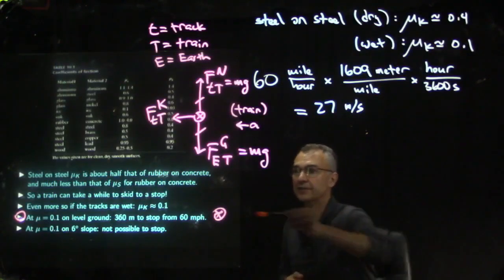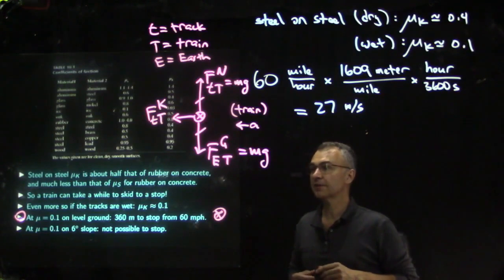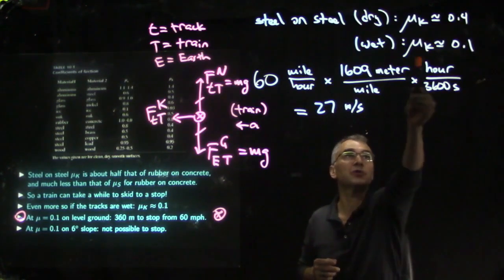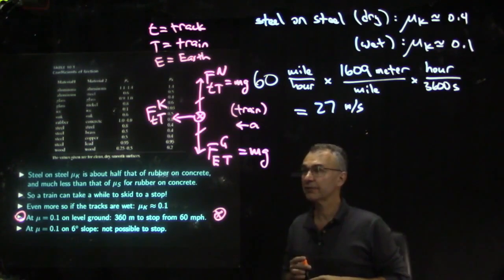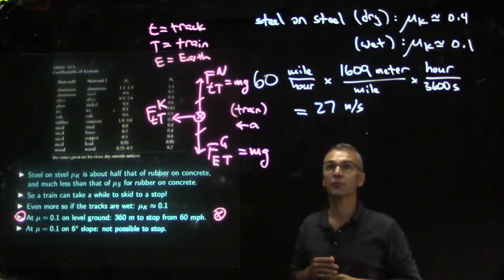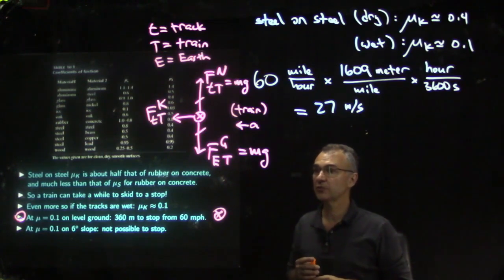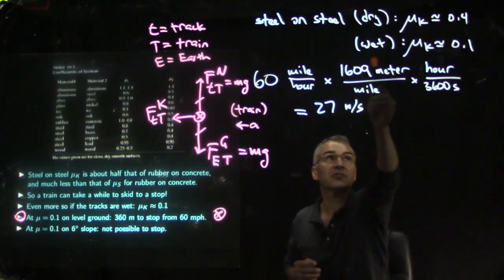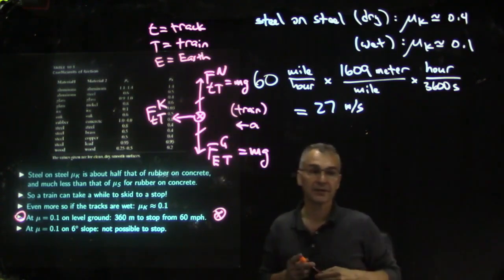Let's see if we can work out this point. For mu equals 0.1 on level ground, so this would be like steel on wet tracks. So then we have mu kinetic is about 0.1. So let's say we have a train on wet tracks starting out at 60 miles per hour, which is about 27 meters per second. And you want to know how long does it take to come to a stop starting from 27 meters per second if you're sliding steel on wet steel, so that's about 0.1. Let's draw a free body diagram for the train.